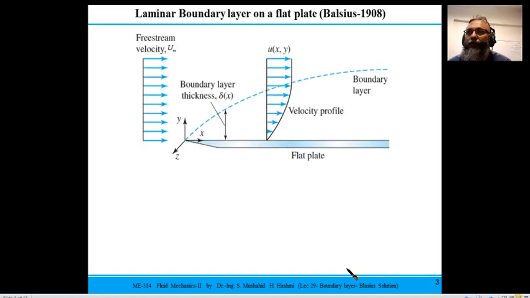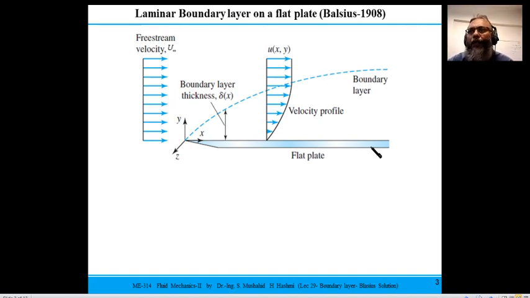We know there is a flat plate and the fluid is approaching with uniform velocity. We call it the free stream velocity, and in the region close to the plate where the viscous effects are dominant, a certain velocity profile develops, which would be a function of space coordinates if it is a steady state problem. We can see that this is the boundary layer thickness that grows as we move along the length of the flat plate.